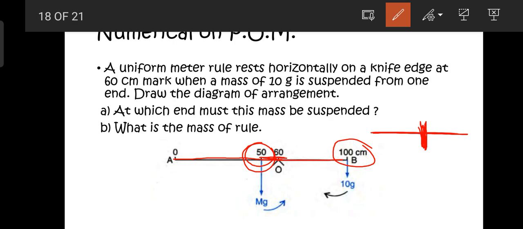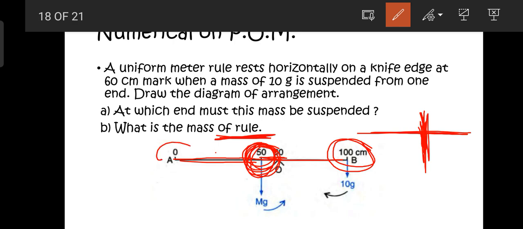Or else we have to calculate the whole. Here it is given the mass of the rule. So that's why I have taken directly 50, because it is given the mass of the rule. The mass of the rule is concentrated at its middle. This is a scale of 100, so 100's half is 50.